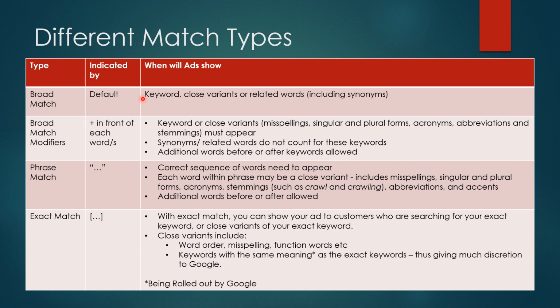A broad match keyword will show a specific ad when either the keyword is shown or a close variant or related word is shown, including synonyms.